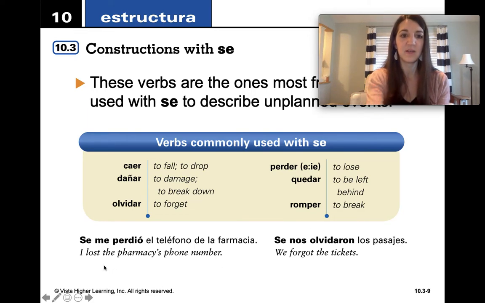Look at these examples. Se me perdió el teléfono de la farmacia. I don't have the pharmacy's phone number, right? It got lost. The phone number did, right? Or the tickets. We forgot them, right? So we're saying it's the tickets' fault, right? They forgot themselves. To whom or for whom? To us, right? I'll give you some practice in the next video.